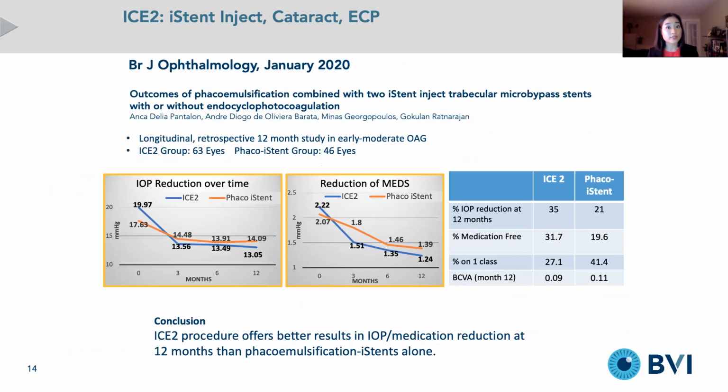ECP can also easily be added as an adjunct procedure to an angle surgery or Schlemm's canal procedure. It's a way to address the inflow in addition to outflow enhancement. And this is a longitudinal retrospective study evaluating 12 months outcome of the ECP, cataract extraction, and eye stent, also known as an ICE procedure, in early to moderate open angle glaucoma patients. It showed the addition of the ECP resulted in a greater IOP and medication reduction compared to phaco eye stent alone, with similar visual outcomes and complication rate at 12 months.